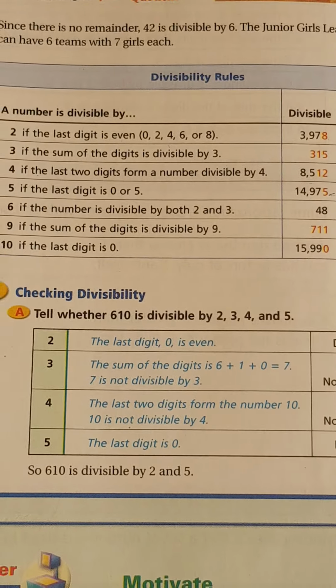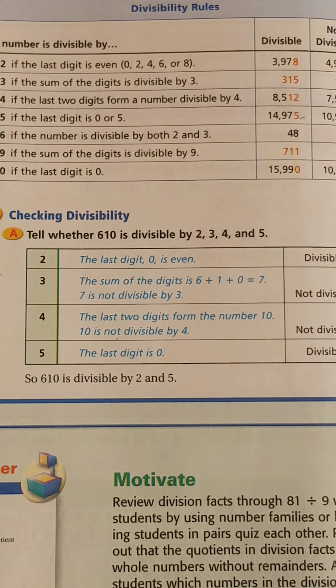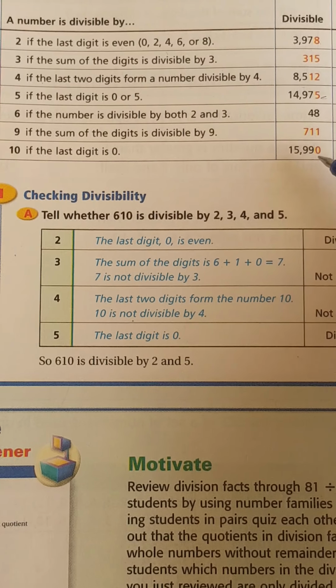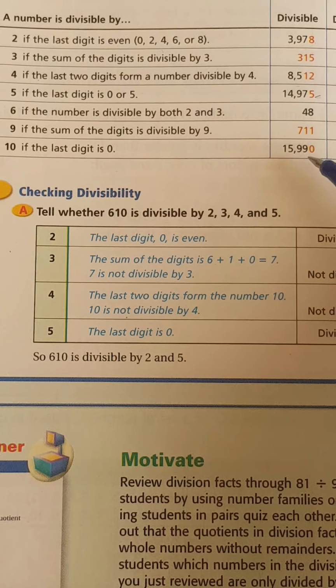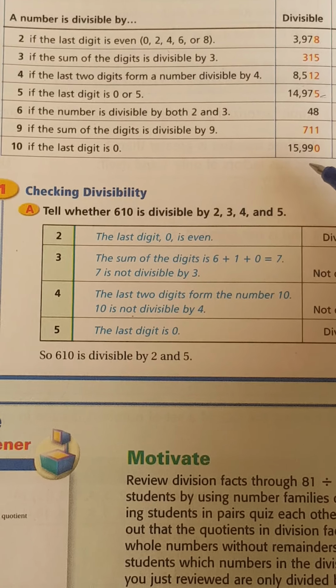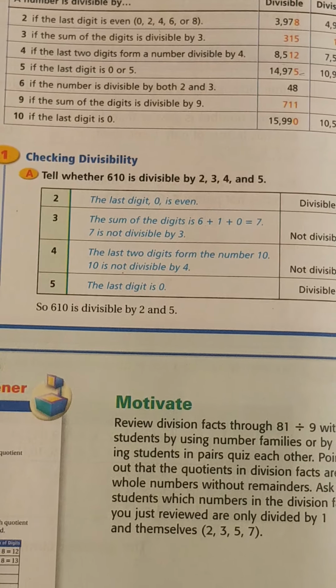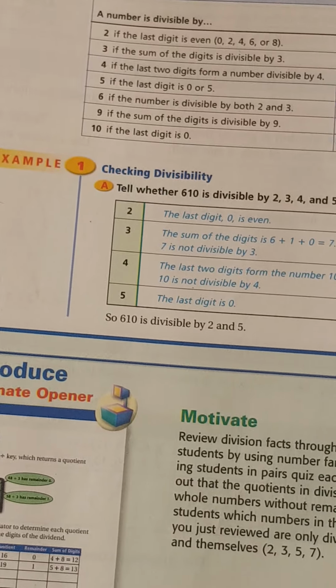Now the last one. How can you tell a number is divisible by 10? If the last digit is 0. No matter how long it is, as long as it's 0, then it's divisible by 10. Okay? So this is kind of a summary of it. If you have any question, you let me know.